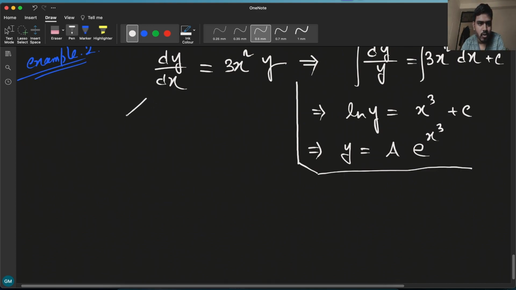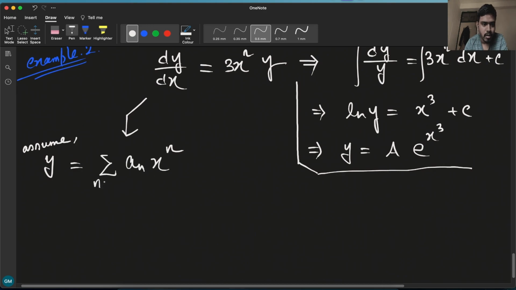Now let's try to find a series solution in the neighborhood of x equals 0. So let's assume y equals the sum over n equals 0 to infinity of a_n x to the power n. Okay, we have assumed the solution. Now our job is to find these coefficients, same as what we did in the last example.